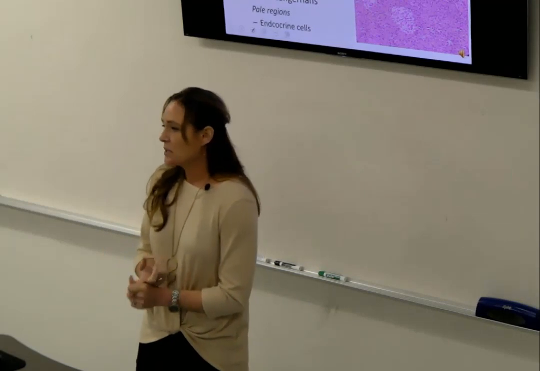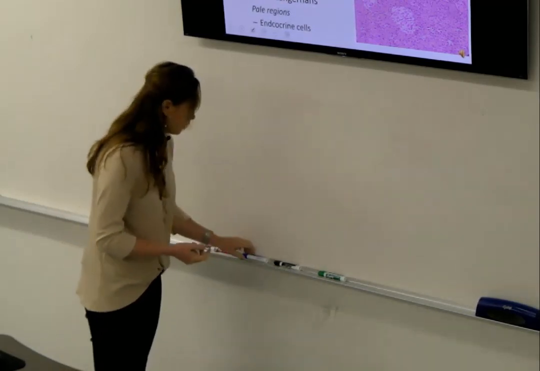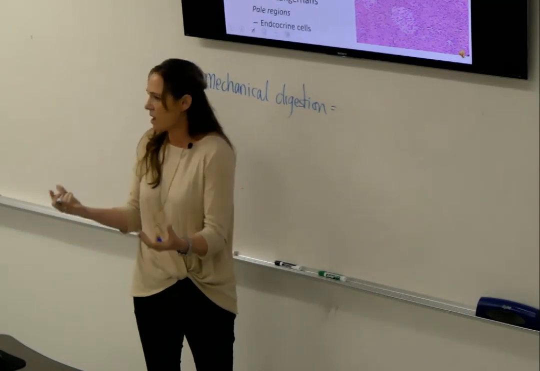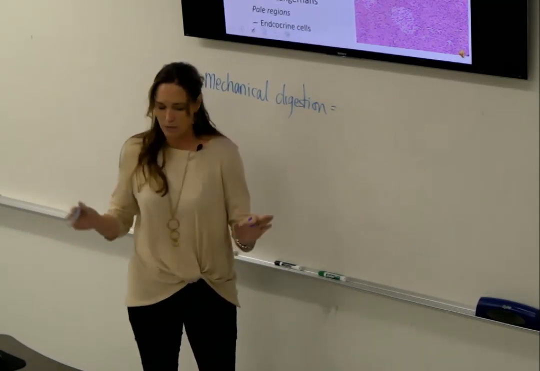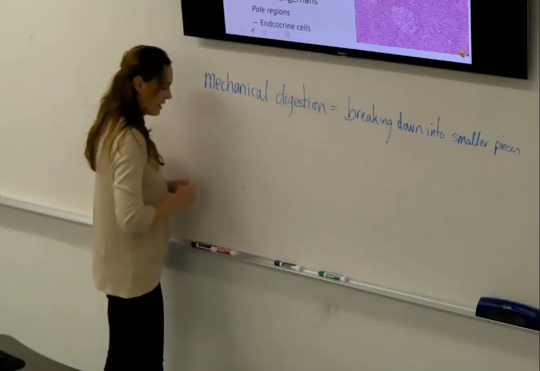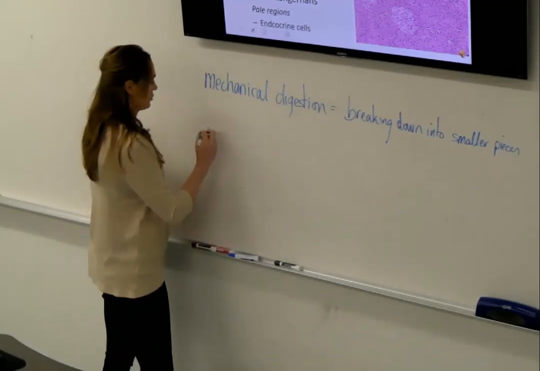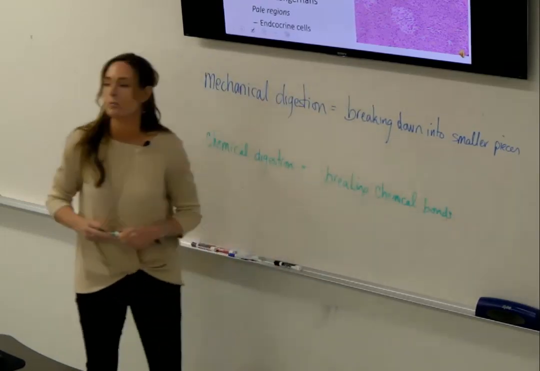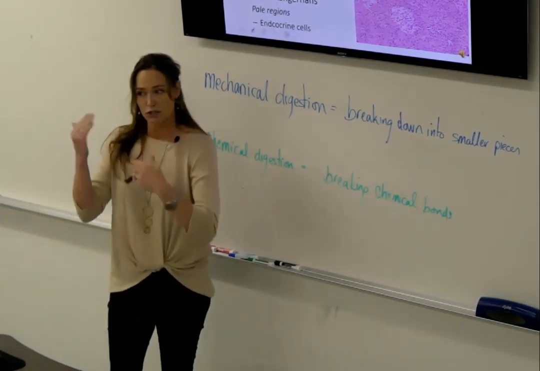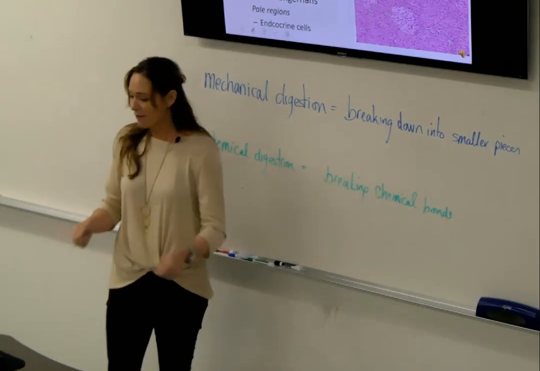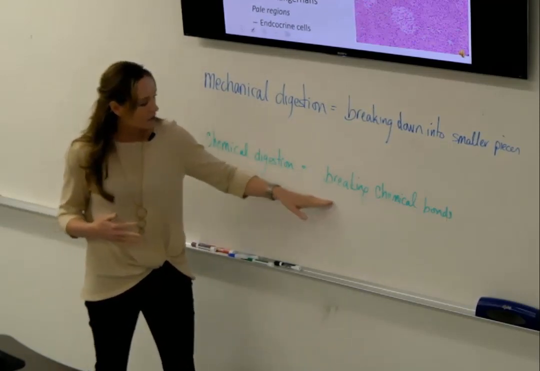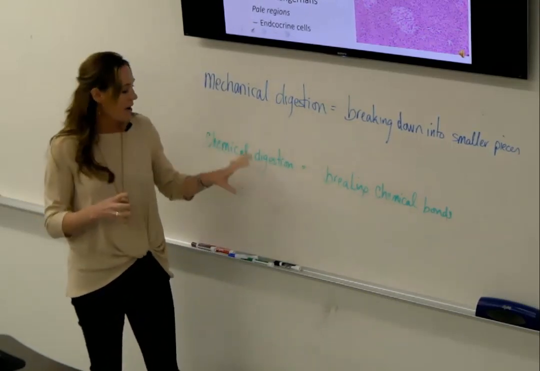Now remember, we have two types of digestion. We have mechanical digestion, and that just means we're breaking up the food into smaller pieces. So we're not changing it chemically at all. And then we have a second type, chemical digestion, breaking chemical bonds. So if we're talking about steak, mechanical digestion is just chewing it up into smaller pieces. And you can help yourself by cutting it into smaller pieces first, then you're chewing it up. And then when we get down to the pepsin, it's going to actually break apart those peptide bonds. And now that's where we're chemically digesting.